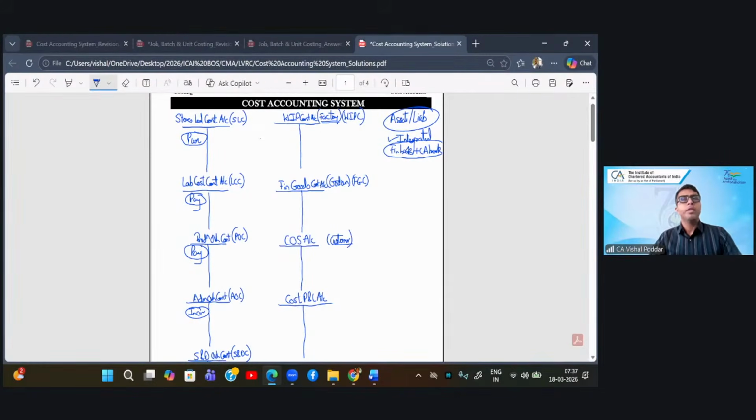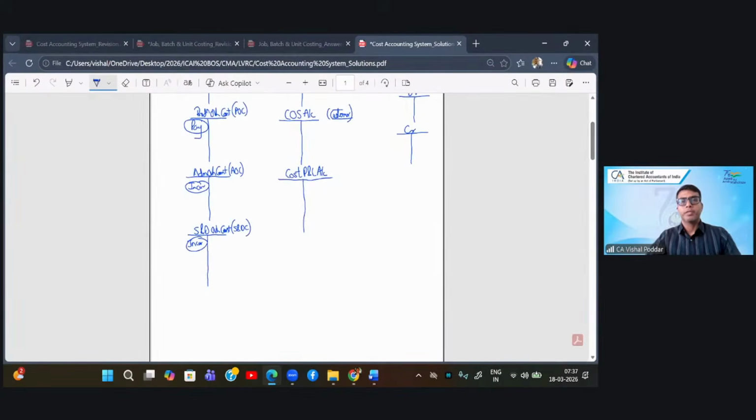Now, if you have integrated your books, you will open the respective assets and liabilities accounts. So what you will have? You will have the cash and bank account. You will have the debtors account. You will have the creditors account. You will have your fixed asset. You will have the capital and reserve accounts. So all these accounts will be drawn if you are following the integrated method.